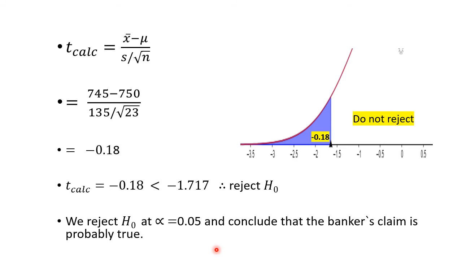So what is our conclusion? We reject H0 at 5% significance level and conclude that the banker's claim is probably true. Let's go on to the next question.